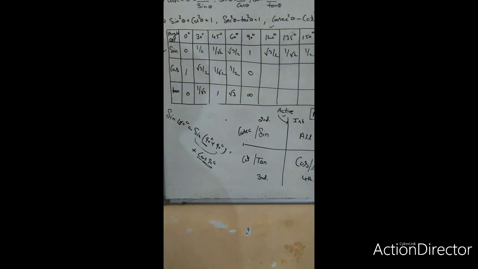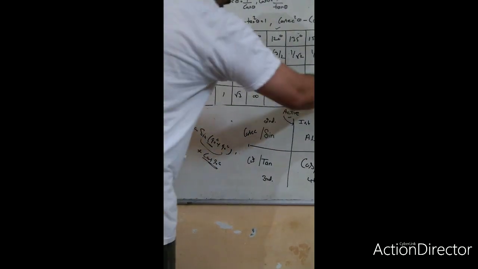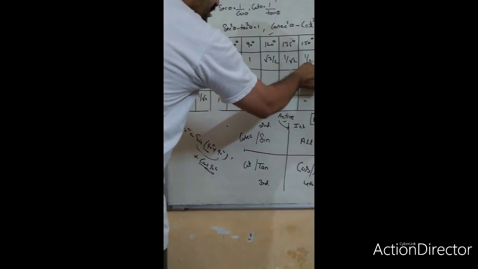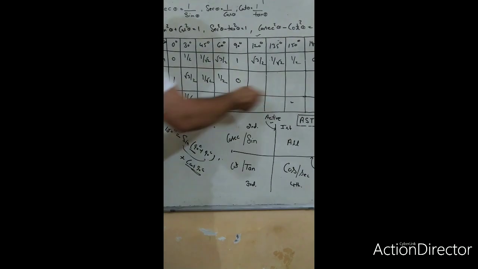In that manner, you can find the value for all trigonometric ratios. Let us check one more value. Now, we have to find tan 150. For finding tan 150, you have to find the value for it. We have already found sin 150. You have to find cos 150 and divide them together to get the answer for tan 150.